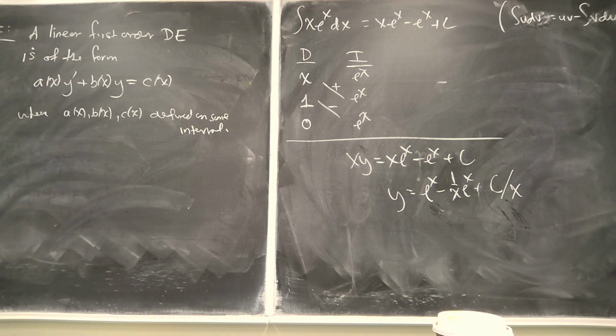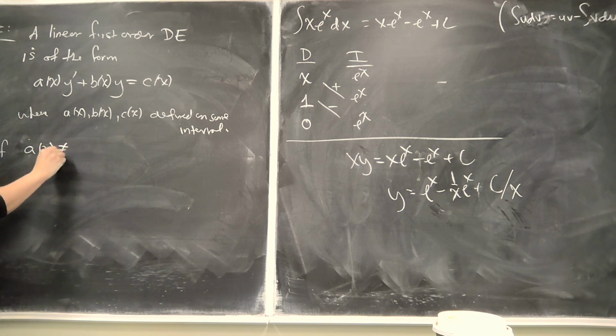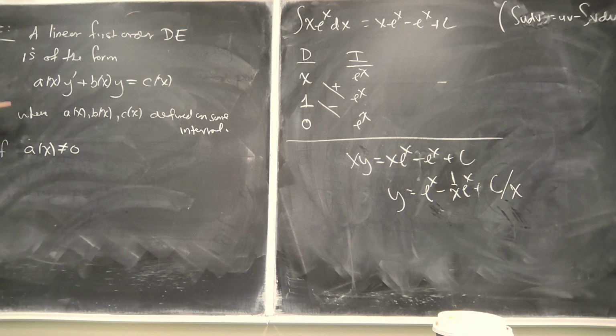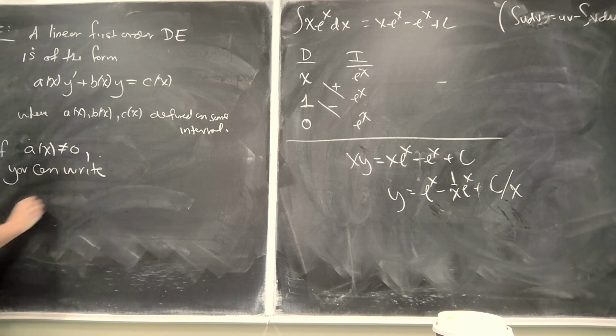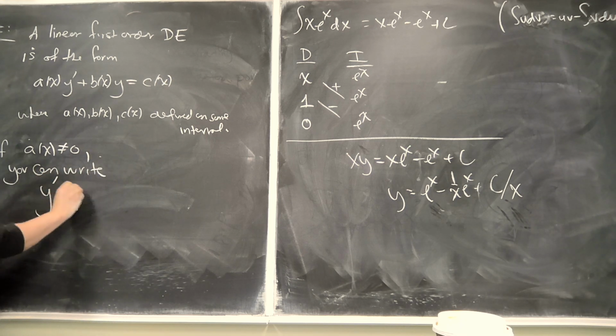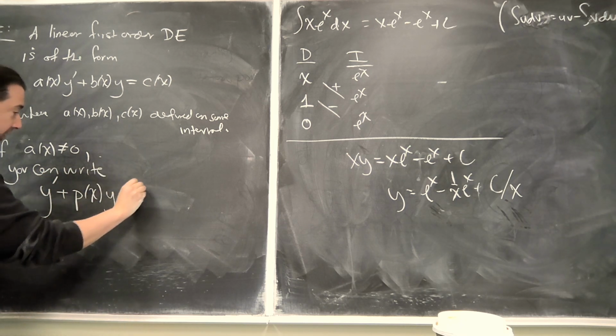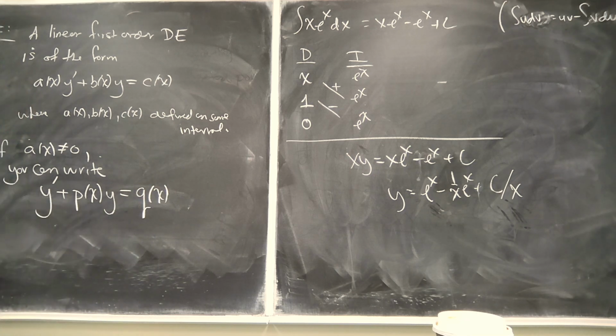If a of x is not equal to 0, so there's no point at which a of x is equal to 0, then I'm allowed to divide by it, right? If something's not 0, I can divide it away. So if you took the initial equation and you divided everything by a of x, you can write y prime plus p of x y is equal to q of x. So if I divide everything by a, there'll be a 1 in front of the y prime term. And this is called standard form.